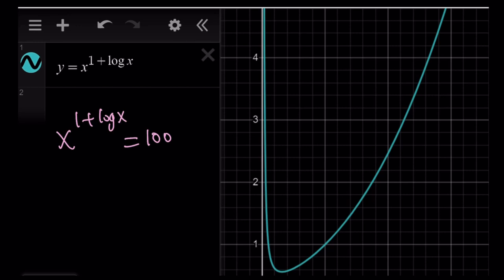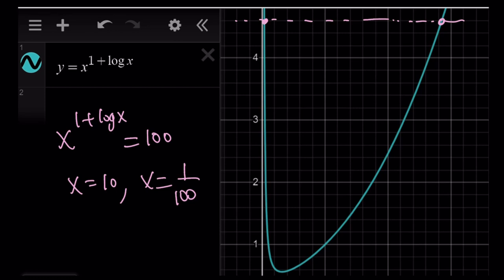y equals 100 is a horizontal line that's way above the viewing screen that we're looking at right now. But you get the idea, hopefully. There's going to be two solutions because this line is going to intersect at 2 points. And those values are going to be x equals 10 and x equals 100th. And obviously that indicates a very small value because that's going to be super duper close to 0. And this brings us to the end of this video.